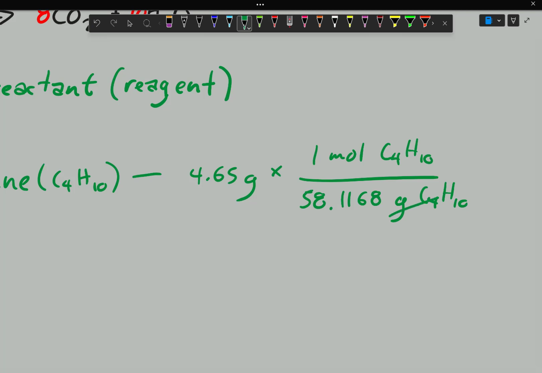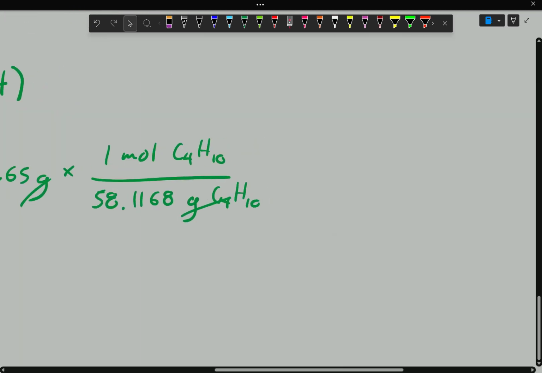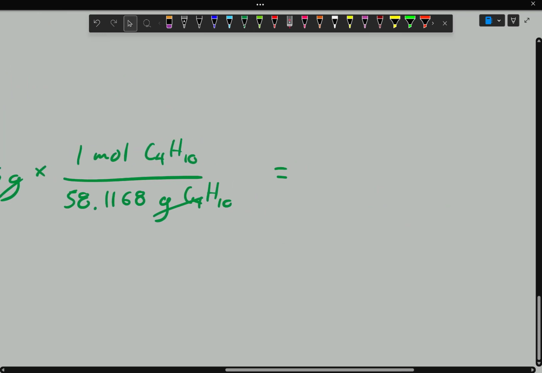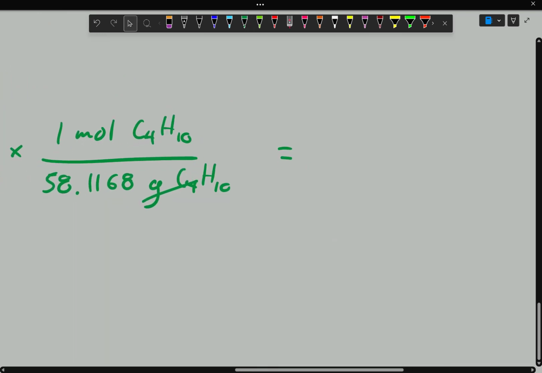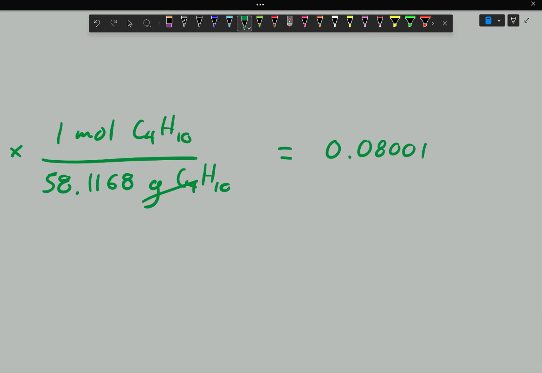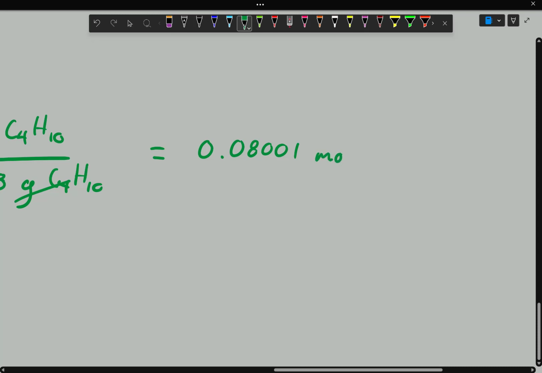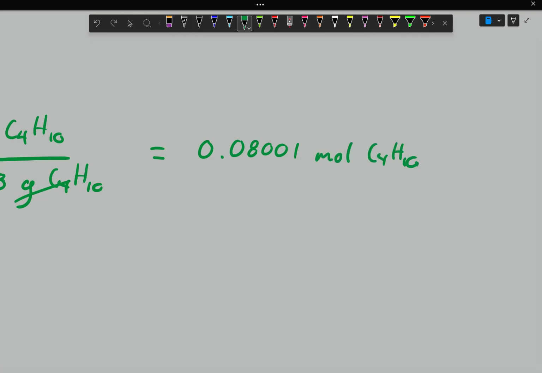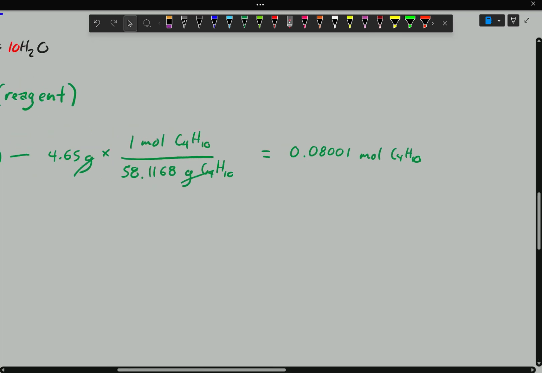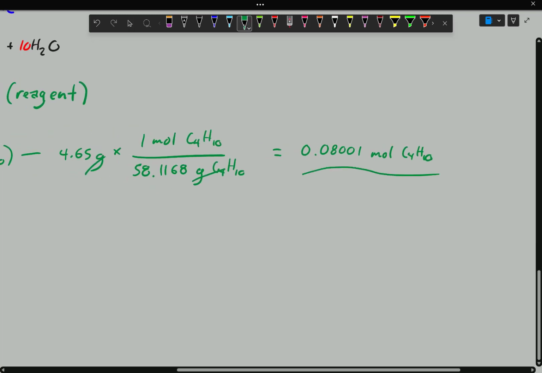If you multiply this out, the grams cancel, and that leaves you with 0.08001 moles of C4H10. That's how many moles of C4H10 we start with. So that's our first reactant.